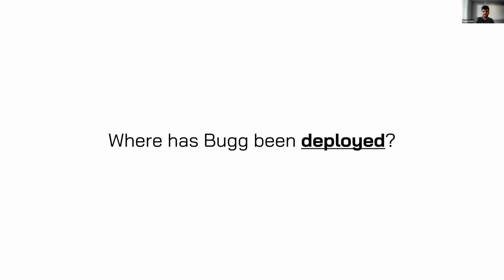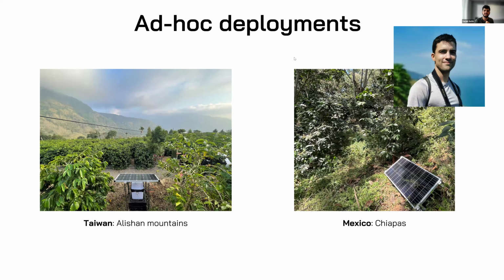So where have we been deploying Bug? I just showed an example of some ad hoc deployments. There were about 10 or so devices in Taiwan. This is in the Alishan Mountains. Here, this is a device on a coffee farm with some neighboring forest that we also paired devices in.